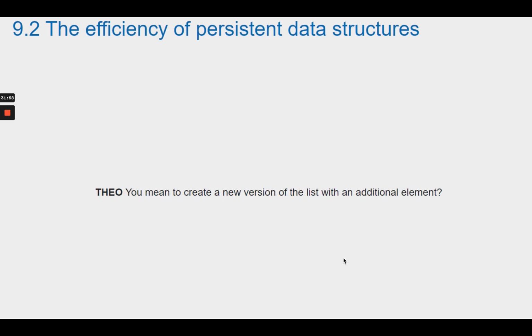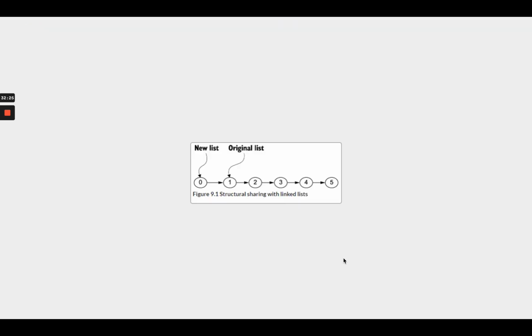Joe, what would it take to prepend an element to the head of the list? Theo, you mean to create a new version of the list with an additional element? Joe, exactly. Theo, well, we could copy the list and then prepend an element to the list, but it would be quite expensive. Joe, what if I tell you that the original linked list is guaranteed to be immutable? Theo, in that case, I could create a new list with a new head that points to the head of the original list. Theo goes to the classroom blackboard. He picks up a piece of chalk and draws the diagram shown in figure 9.1.